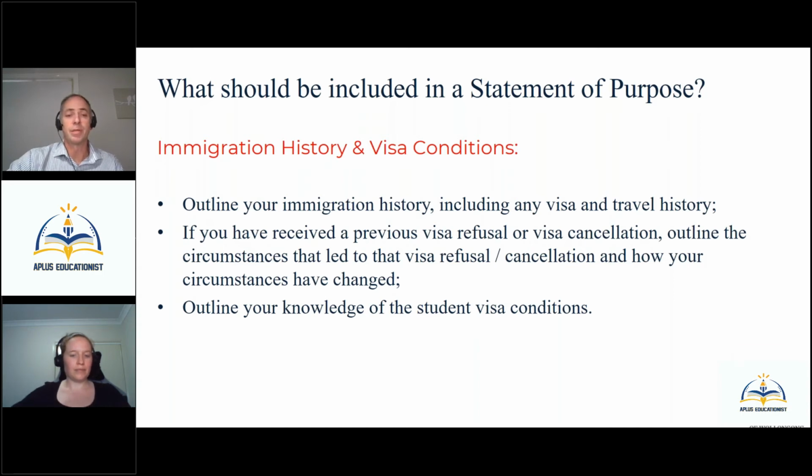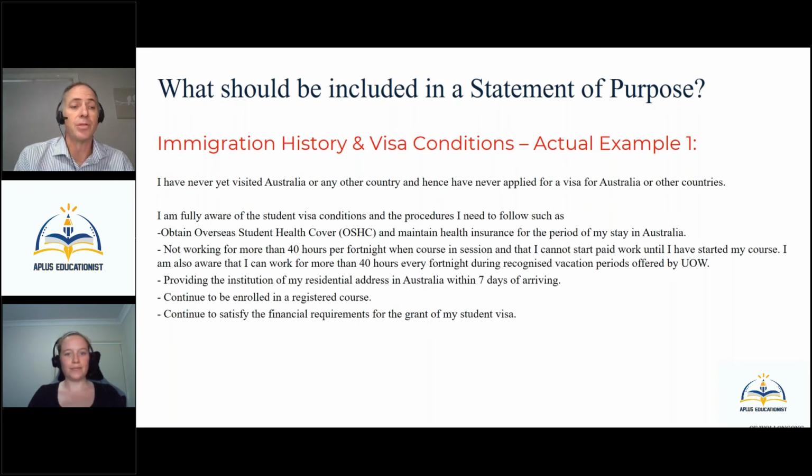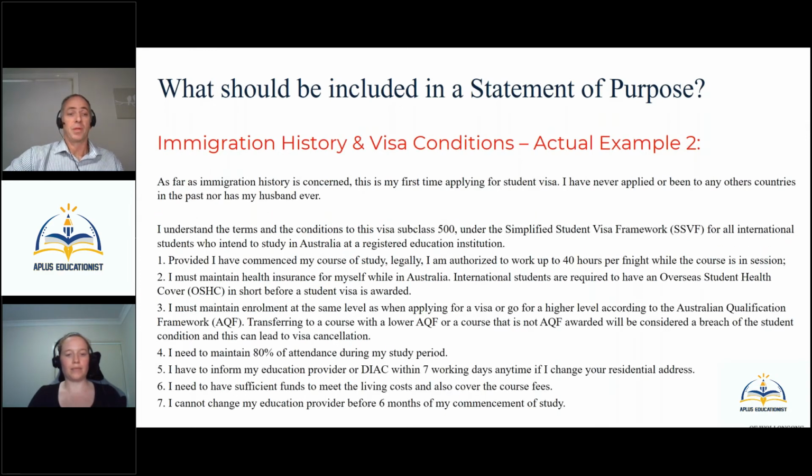So this is where we probably would expect to see some similarities between students' responses, because here most students are just confirming different points. So in the first example here, the student has advised they've never visited Australia or any other country, and hence have never applied for a visa, and that they're aware of the student conditions and procedures. And the second example is similar. They've written it slightly differently, but again, they're just confirming the conditions on the particular visa and advising us around their immigration history.